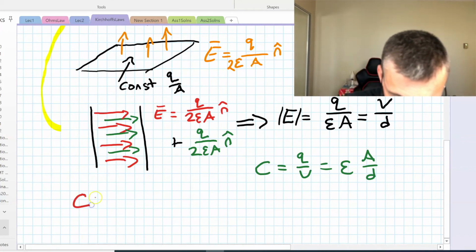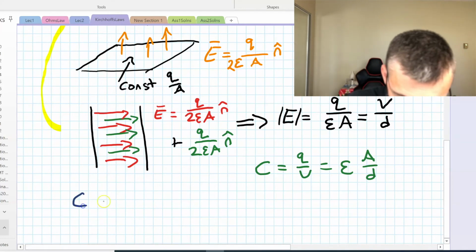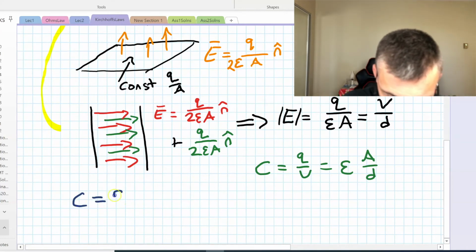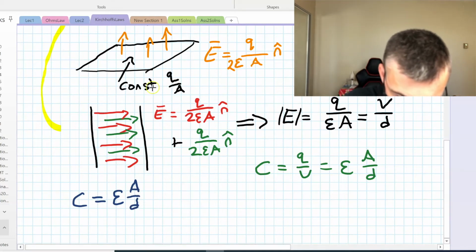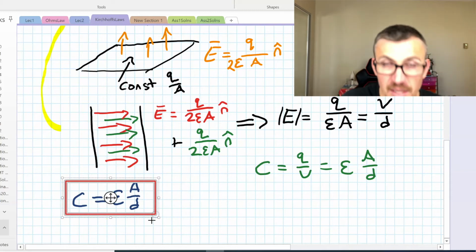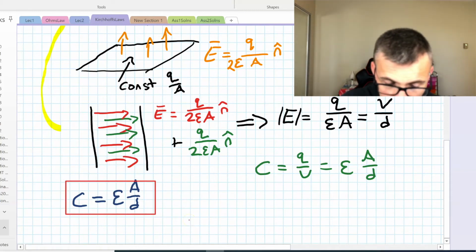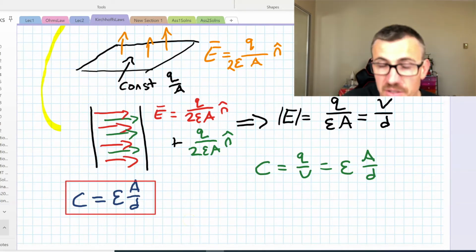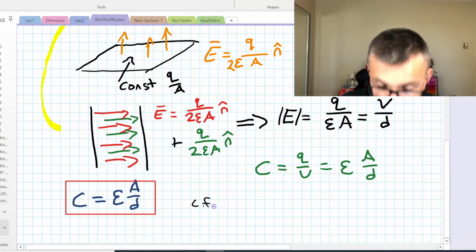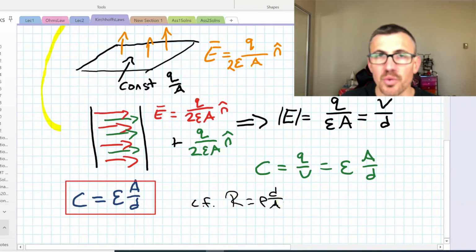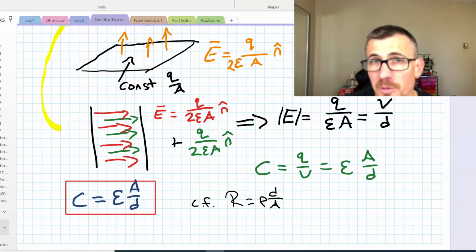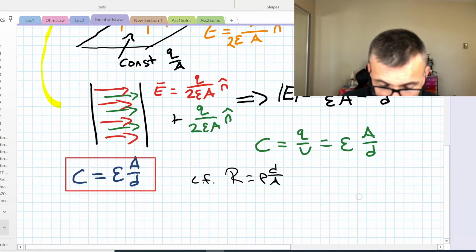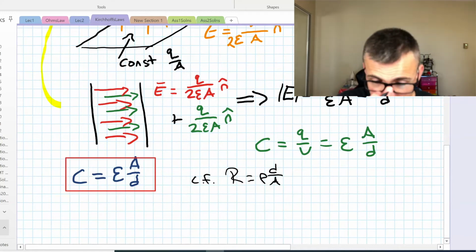We have a capacitance is equal to epsilon A over D. Now compare that to, just to recall, compare that to the case for resistors, where it was rho D over A. So it's kind of the opposite. The bigger the area, the larger the capacitance. The bigger the area meant a smaller resistance. Okay, so that's what a capacitor is.